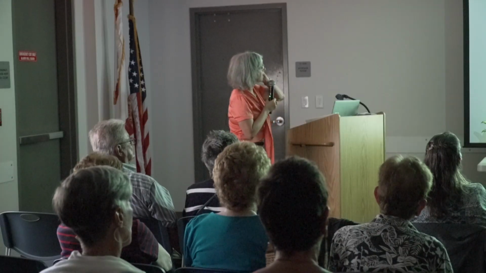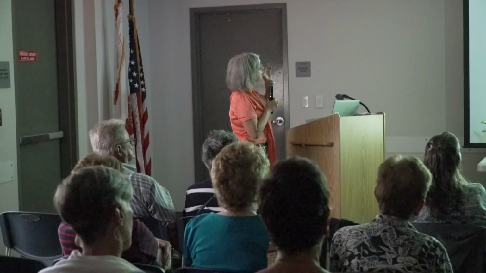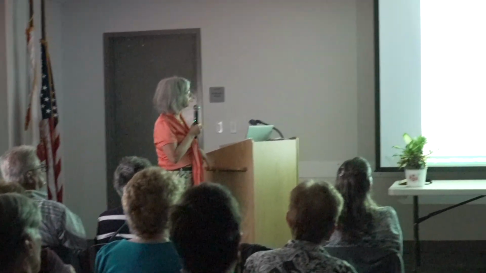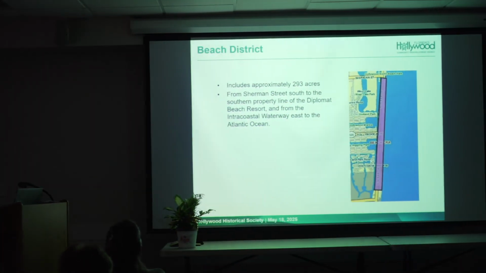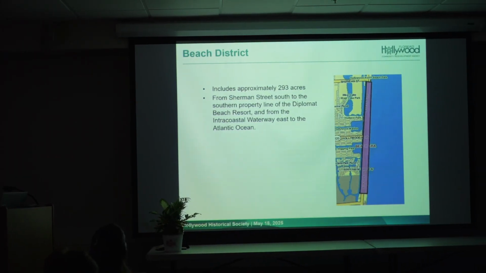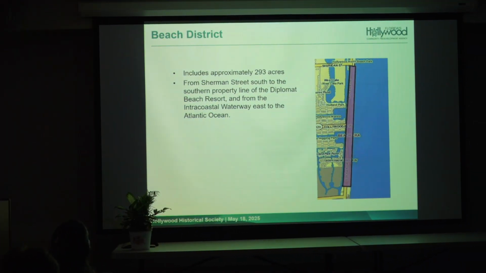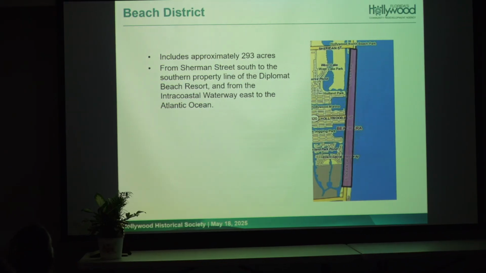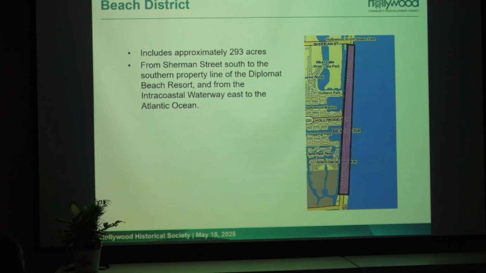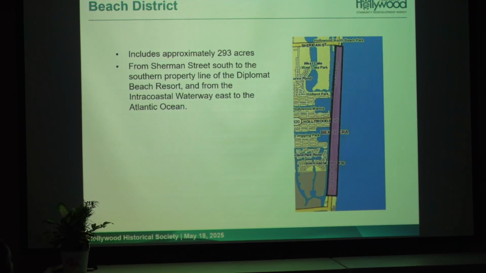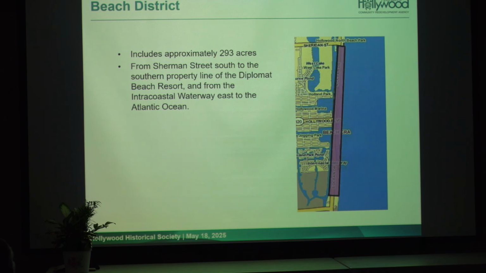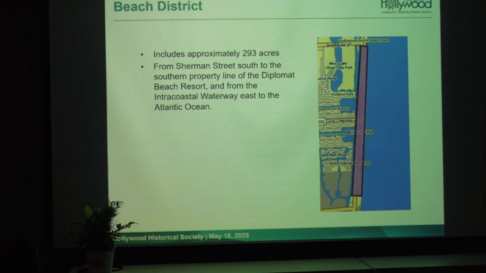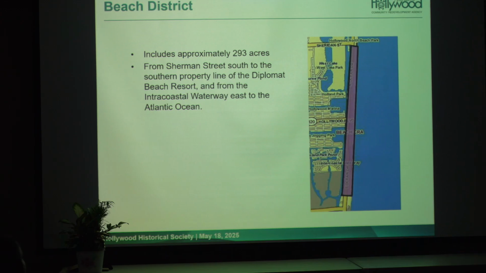So here we have the Beach CRA District. It's about 293 acres, and it's from Sherman Street down to the property line at the Diplomat, including the Diplomat. And of course, the boundary on the east is the Atlantic Ocean, and the Intracoastal Waterway is on the west side.